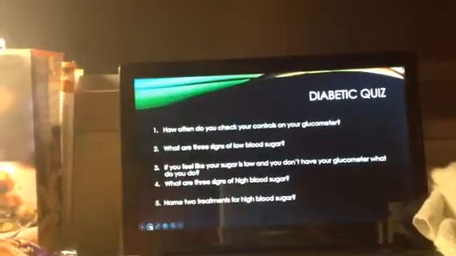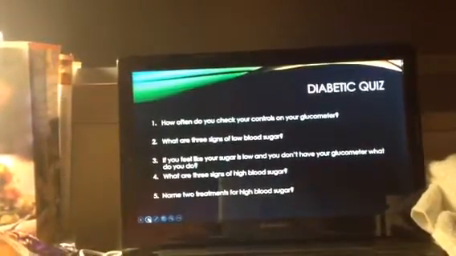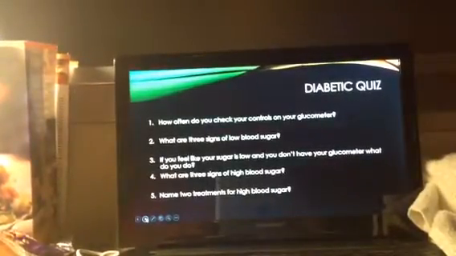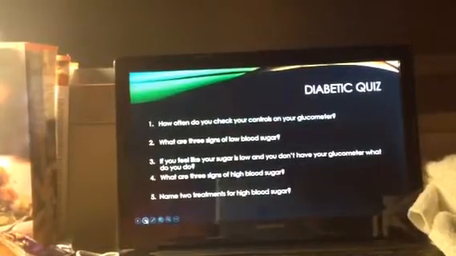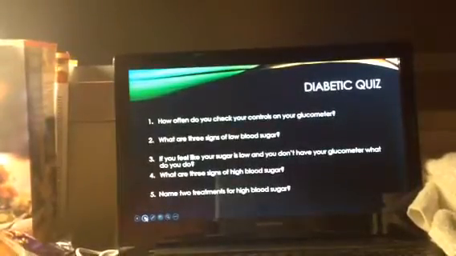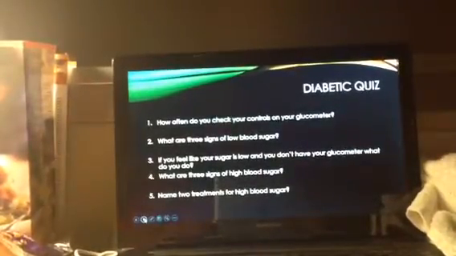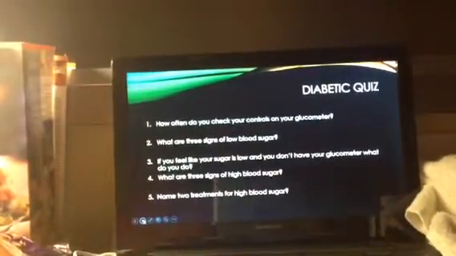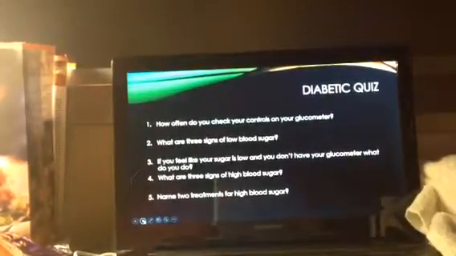Now here's your quiz. How often do you check your controls on your glucometer? What are 3 signs of low blood sugar? If you feel like your sugar's low and you don't have a glucometer, what are you going to do? What are 3 signs of high blood sugar? Name 2 treatments for high blood sugar.